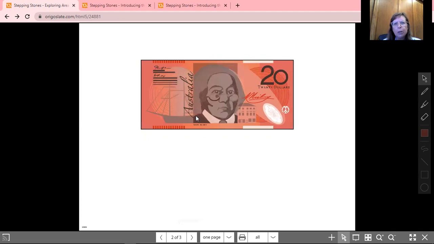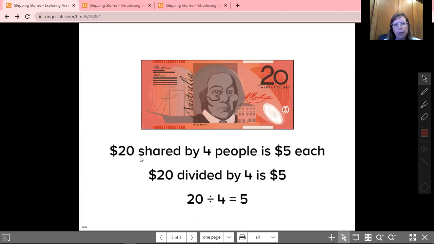However, what if we had $20 and we needed to share that between a few different people? Let's say 4 people. $20 needed to be shared between 4 different people. How could we work out what that was going to be? $20 shared by 4 people is $5 each. So we use our mathematical language. $20 divided by 4 is $5.